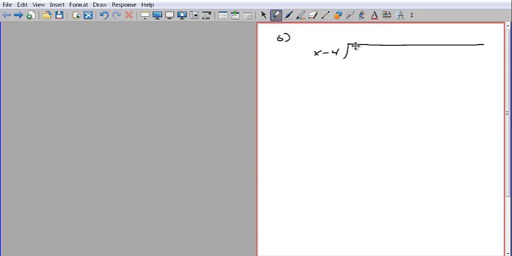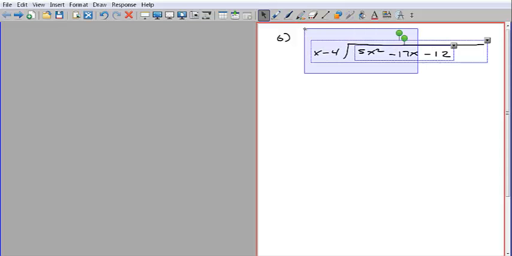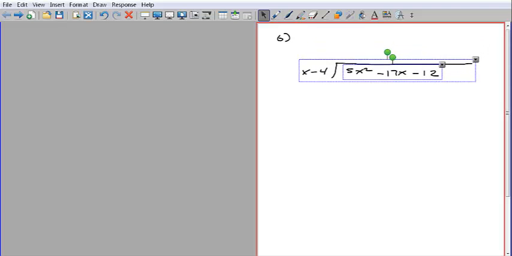So what we're doing is we're dividing the polynomial 5x squared minus 17x minus 12 by x minus 4. So the thought process here is you say, what do I need to multiply x by to get 5x squared? So it's always this term times something equals that term. So to get 5x squared, you multiply by 5x and you put it over top of the x's.